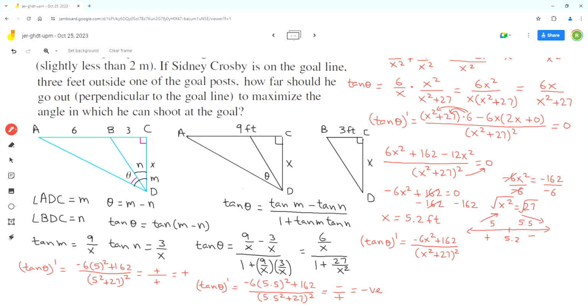So therefore, we can conclude that this should be the final answer for this problem. These are the steps you have to keep in mind to solve a problem like this one.